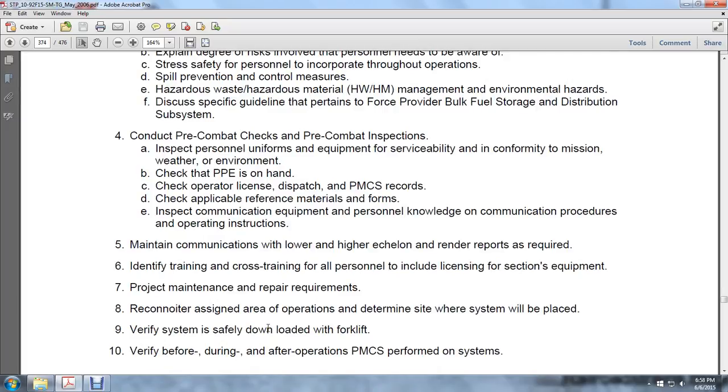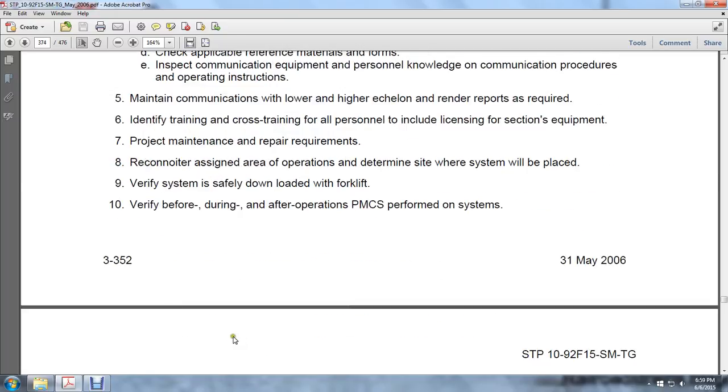Maintain communication with the lower and higher echelon. Render the reports as required. Identify training and cross-training for all personnel, licensing, and sectioning of equipment. Project maintenance and repair requirements. Reconnoiter the assigned area for the operations, determine where the system will be placed, verify the system is safely downloaded with a forklift, and verify that before, during, and after operations, preventive maintenance checks and services are performed on the system.